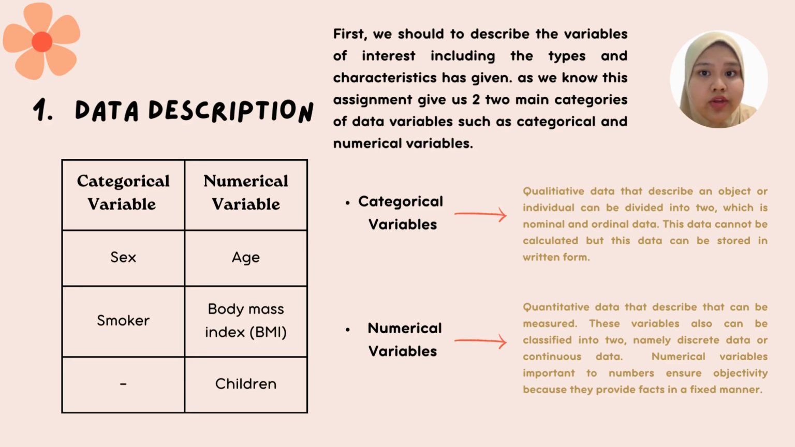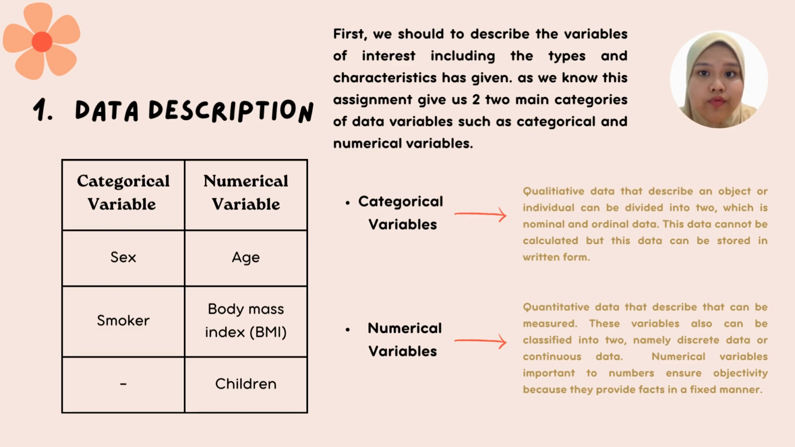Categorical variables, or qualitative data, describe an object or individual and can be divided into two, which is nominal and ordinal data. This data cannot be calculated, but it can be stored in written form, while the numerical variables are age, body mass index, and number of children.